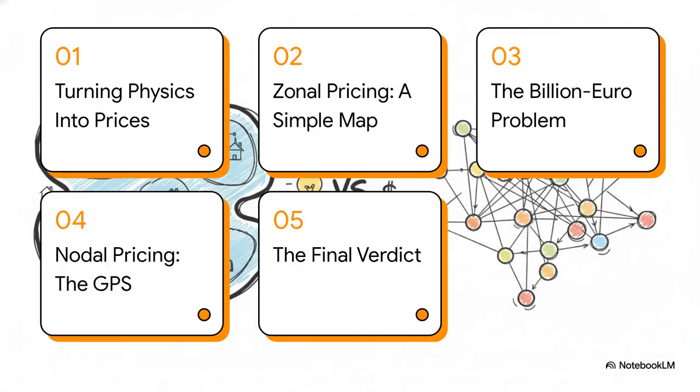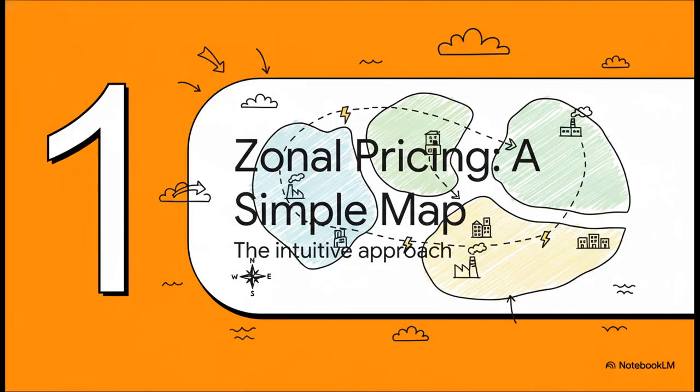So, here's how we're going to break it all down. First, we'll look at the basic idea of turning physics into prices. Then we'll explore the simple approach, called zonal pricing, and uncover its huge billion-euro problem. After that, we'll check out the super precise alternative, nodal pricing, before we line them all up for the final verdict. Okay, let's get into it.